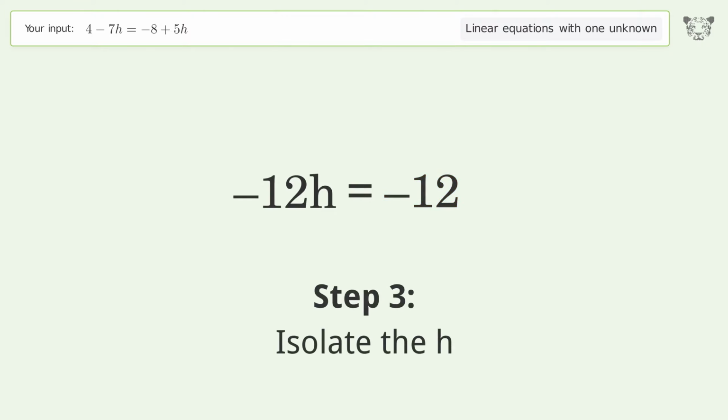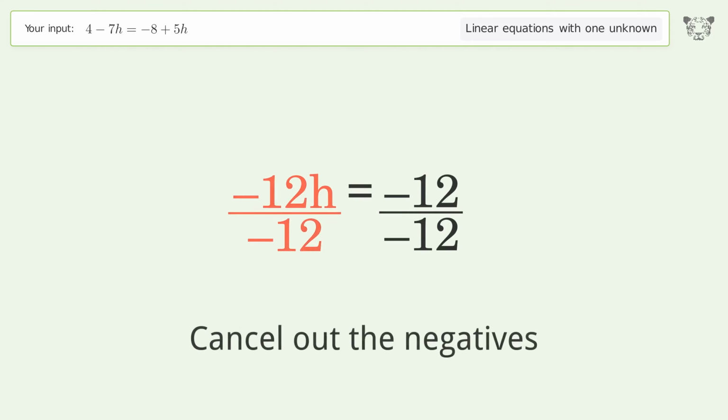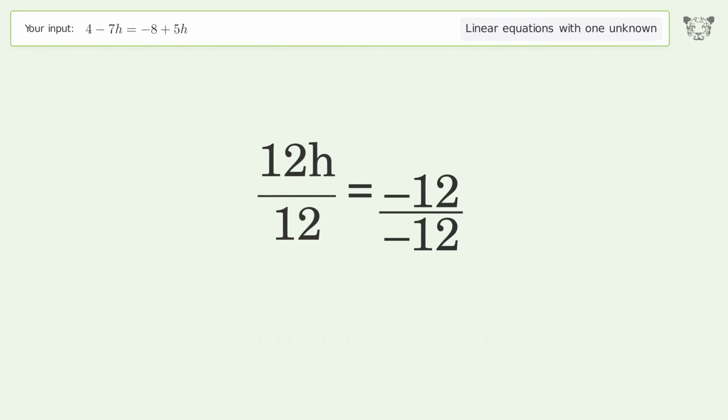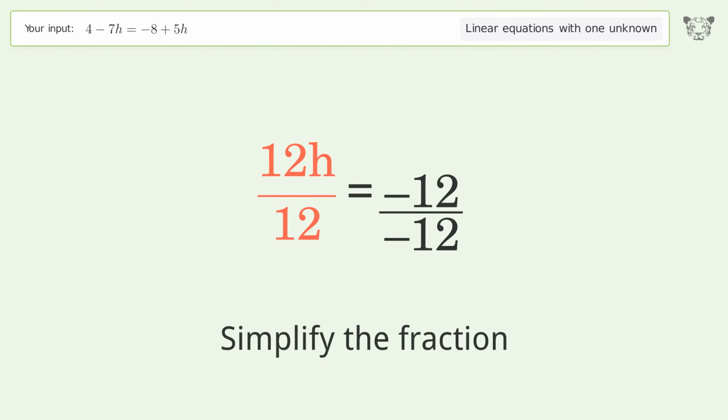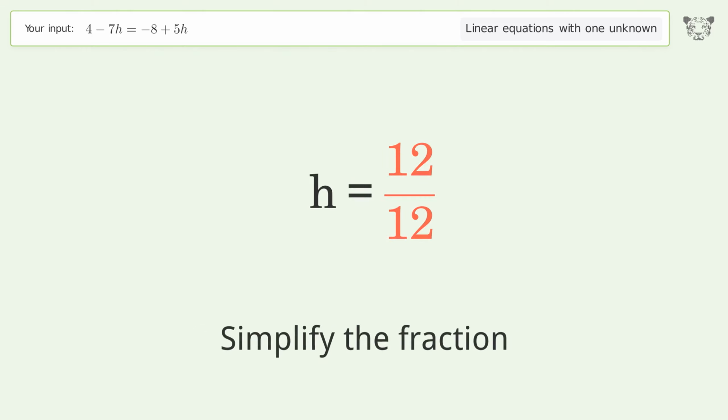Isolate the h. Divide both sides by -12. Cancel out the negatives. Simplify the fraction. Cancel out the negatives. Simplify the fraction.